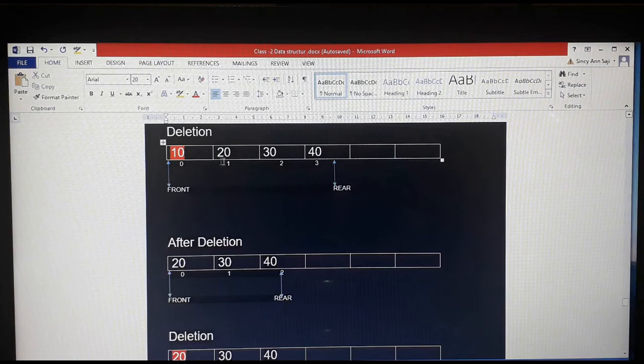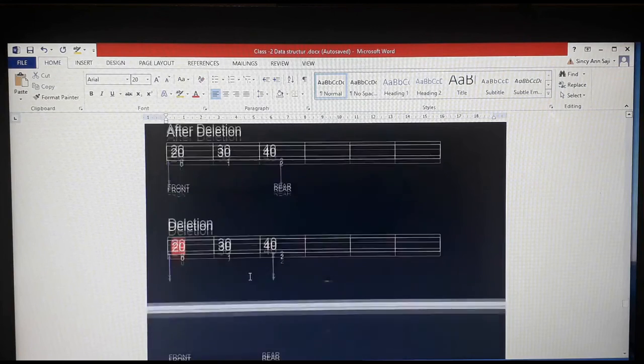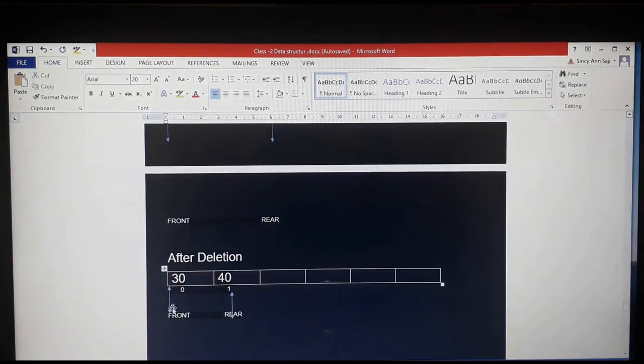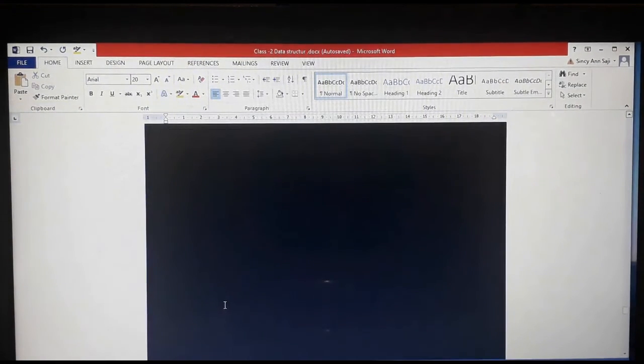When you delete the 10, 20 is moving to the left side, 30 is to the left side and 40 is to the left side. Now the front pointer is again pointing to the 0th location itself. At the same time, the rear pointer is moving backward. Now again I am going to delete 20. When I delete 20, see that 30 is moving to the left side. And the front pointer is pointing to the 0th position itself. The rear pointer comes over here. This is the common format for queue deletion.